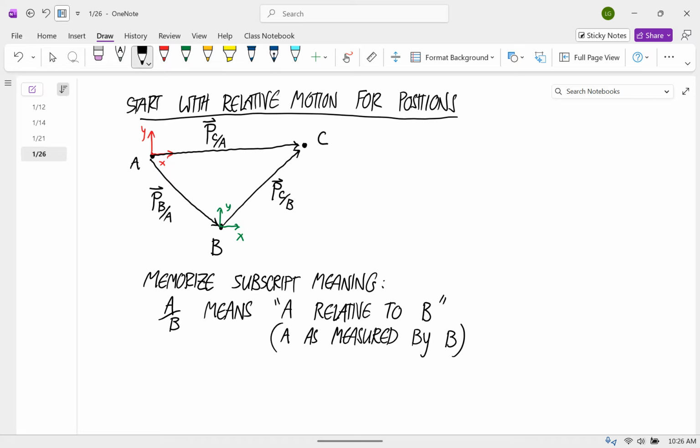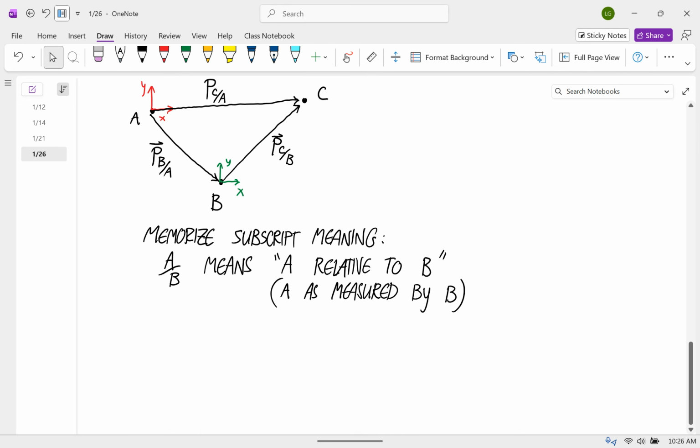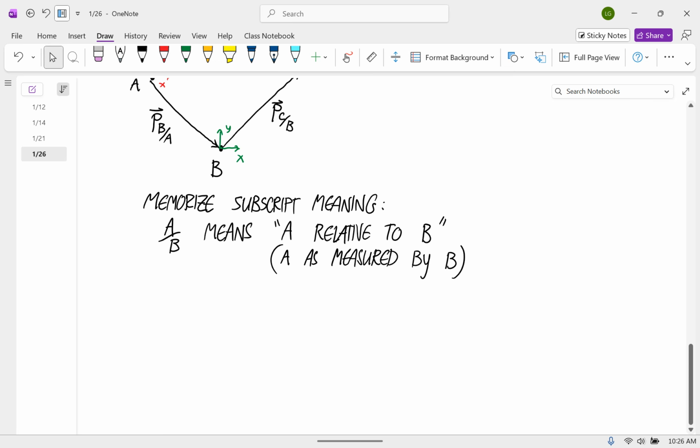What is the relationship between the position of C relative to A and the position of A relative to C? First we need these definitions, and then the key thing is that relationship. For any three letters, this works: for any object and two coordinate system origins. The position of C relative to A is equal to the position of C relative to B plus the position of B relative to A.